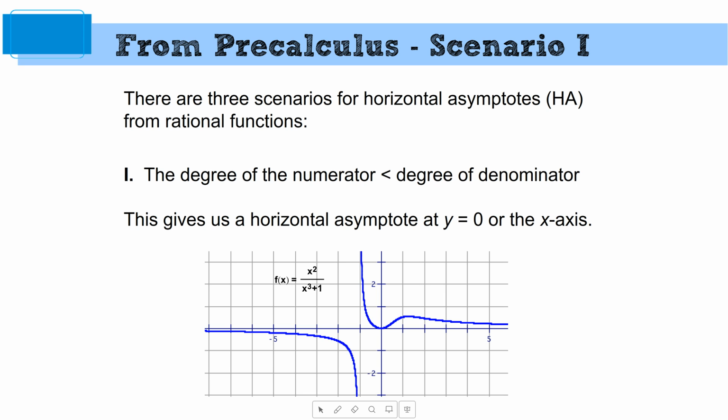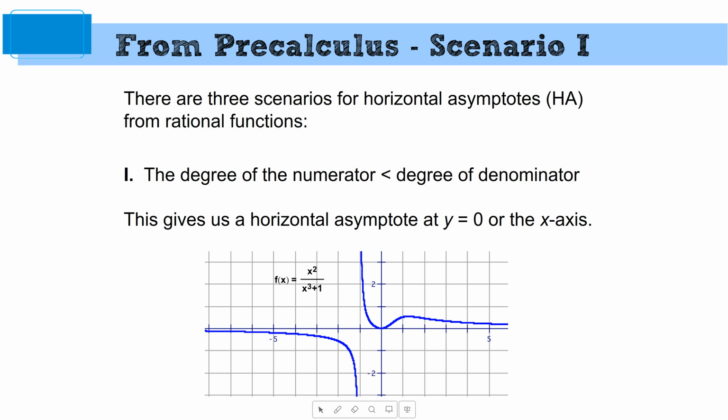Conrad, what's the degree of the numerator in that example? Wait, the numerator is the top one or the bottom? The top one. 2. Good. But Conrad, what's the degree of the denominator? 3. Well done. Very good.